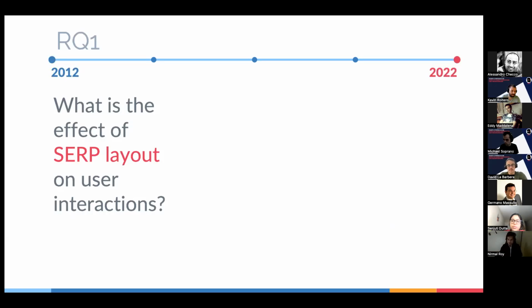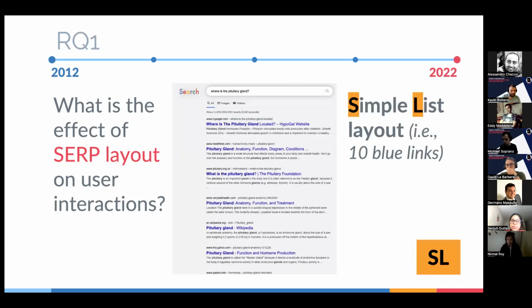Inspired by the two papers, our study is guided by the following research questions. In the first one, we ask, what is the effect of SERP layout on user interactions? So we implemented 4 different kinds of SERP layout.